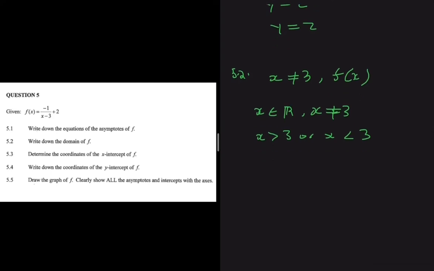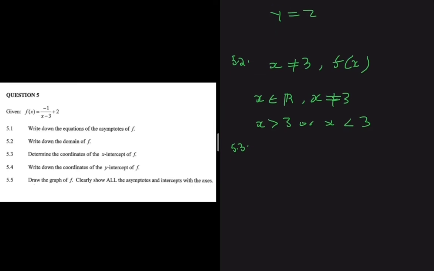Let's move ahead. We have 5.3. It says determine the coordinates of the x-intercept of f. What comes to your mind when you hear the word x-intercept? When I hear x-intercept, I think y equals 0, because an intercept is where the graph cuts the x-axis, and when it cuts the x-axis, y is supposed to be 0. So we're just going to take our function and let y be 0 so that we can find the intercept.